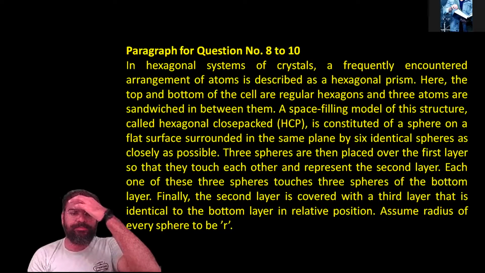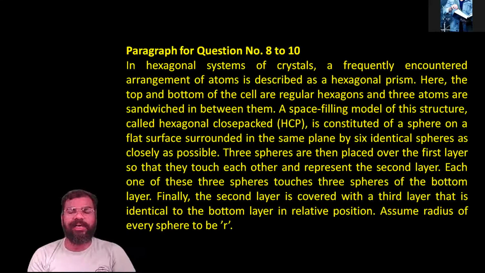Assume the radius of every sphere to be r. So on the first layer we have kept the second layer, on the second layer we have kept the third layer. Likewise, they have given an HCP structure, hexagonal close packed structure, and they have given a little explanation for it in this complete paragraph. Now let us solve the question.